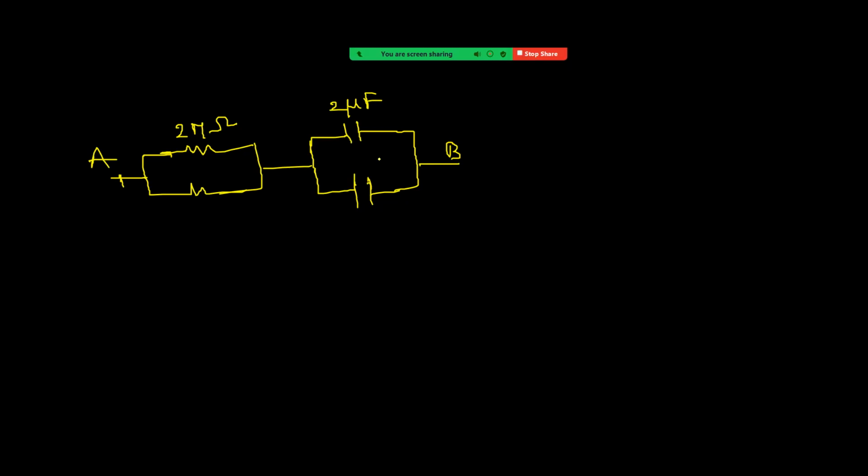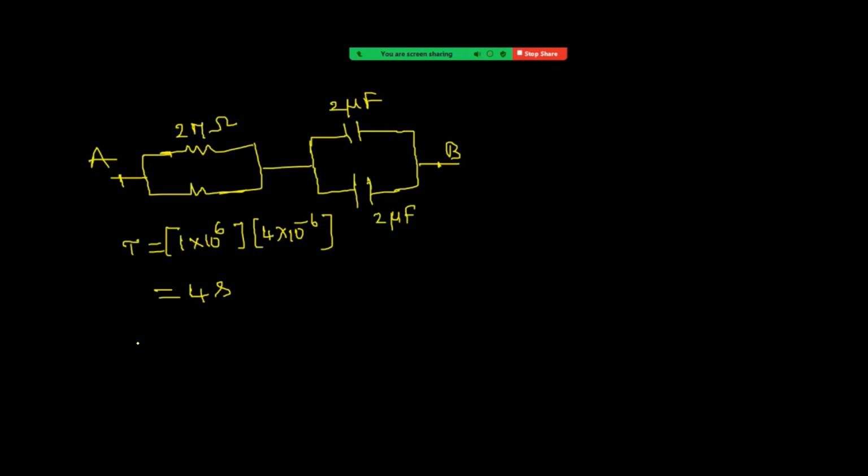So first, what we have to see here: what is the time constant? Time constant is equal to the effective R value. Since these two are in parallel combination, it is 1 mega ohm, so 1 into 10 power 6. Coming to the capacitors, they are in parallel combination, 2 plus 2, that is 4, so 4 micro, right? So it is equal to 4 seconds. That is now the time constant.